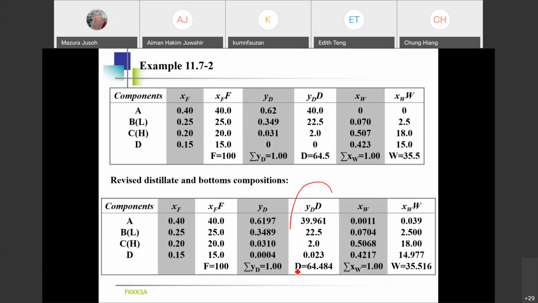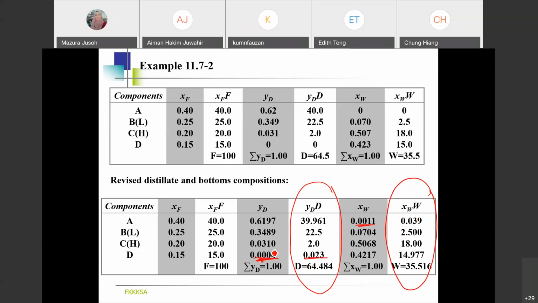You begin with 0 here and 0 here, right? But now it's not 0 anymore. Sorry, where was the 0 earlier? YD, oh, here. Sorry, my mistake.